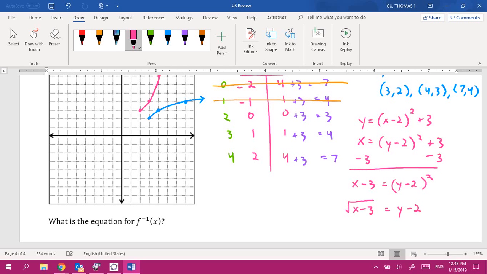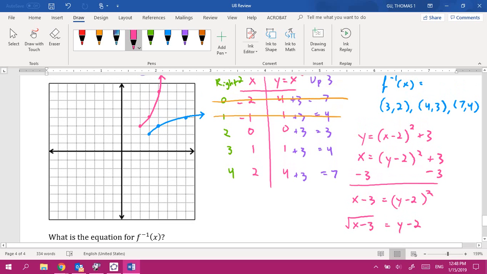Just like that? Square root of x minus 3 equals y minus 2. Okay, so Omar brings a good point. Omar's like, well, what about the positive or negative? Because normally we have plus minus, right? We just did an example like that.